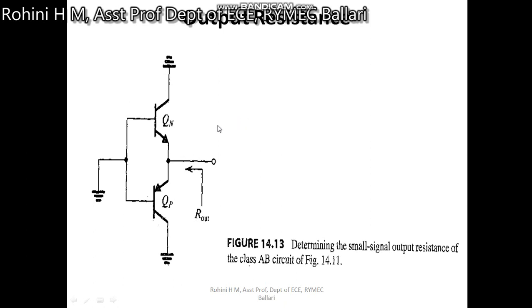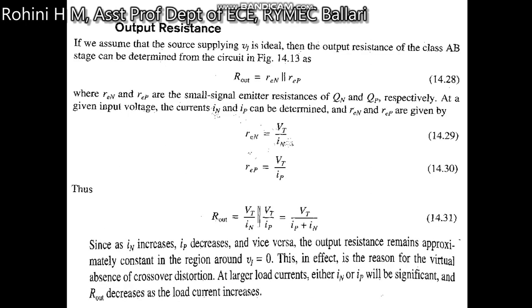So now the output resistance. This is the circuit looking into the network from the output terminal. So this is the circuit diagram to determine the output resistance. We assume that the source supplying V1 is ideal, and then the output resistance of the class AB stage can be determined from the circuit shown. So Rout is given by RE of the N transistor in parallel with RE of the P transistor.